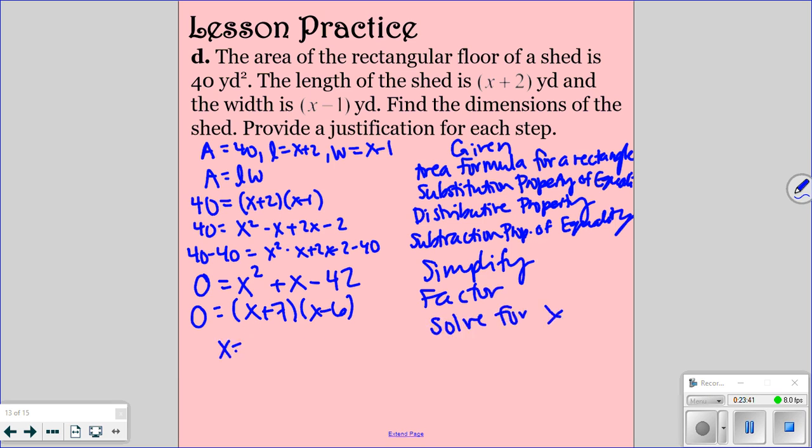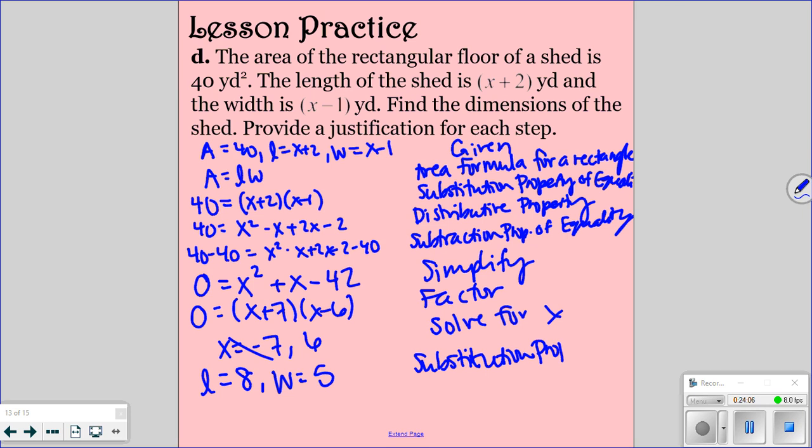So x would equal negative 7 or 6. Negative 7, you can't have a negative for your x value because it's going to give you a negative length and width. So that means that our length is going to be 8 and our width is going to be 5. And that would be substitution. And so that would be your answer for that one. So hopefully you were able to work through that by yourself.